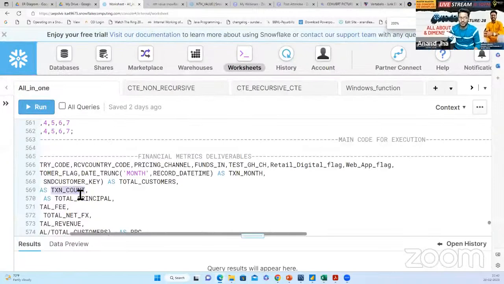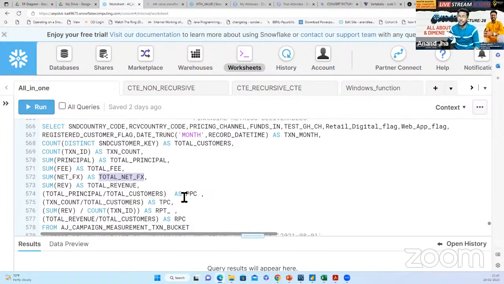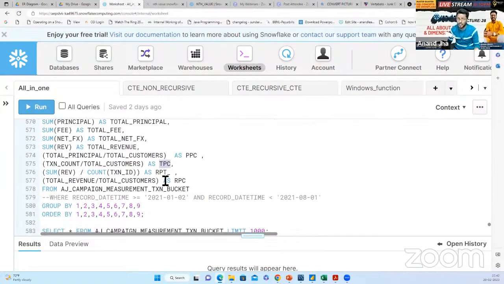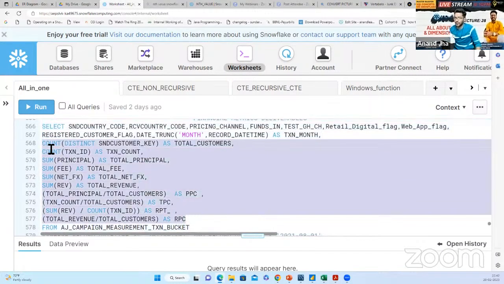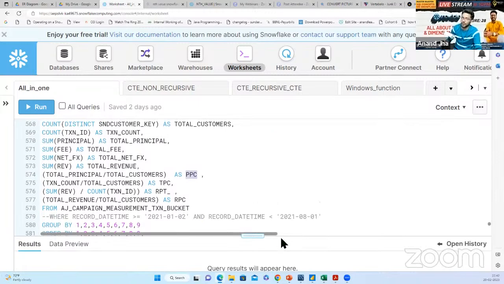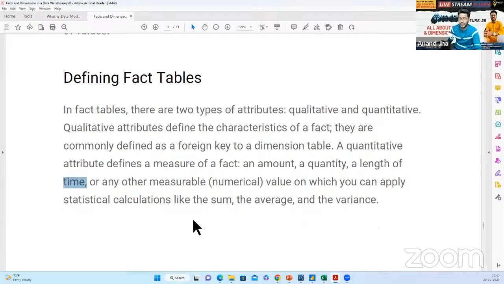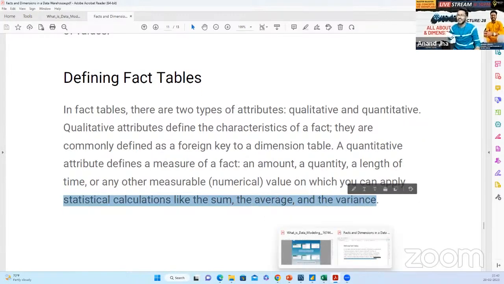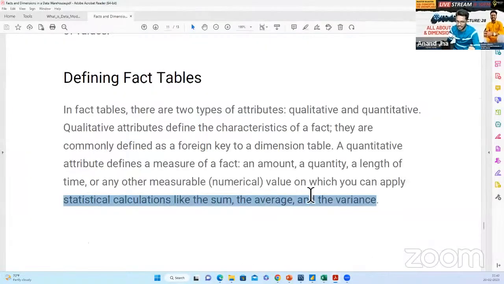Your transaction count, your total principal, your total fee, your total revenue, your principal per customer, your total transaction per customer, your revenue per customer. All these are measurable numerical quantities. All this you can have as quantitative fact tables, along with your total customer, transaction count, principal, fee, and revenue. All these measurable quantities fall under your quantitative fact table, to which you can apply statistical calculations: sum, average, and variance. That's what I'm showing you here. Any calculation which you're applying, these are called quantitative fact tables.